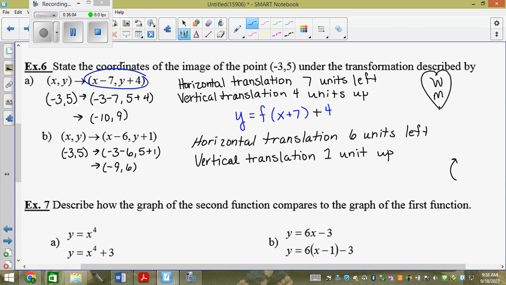My equation, however, would be y equals f. I need to go 6 units left. So what am I going to have? x, and 1 unit up, plus 1.